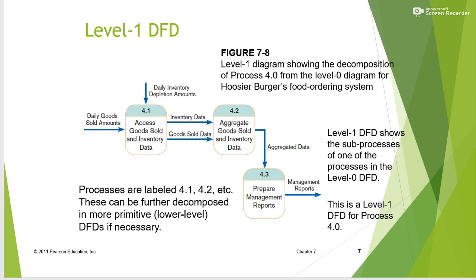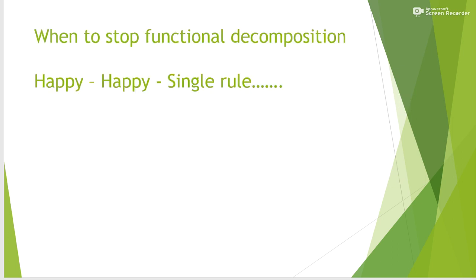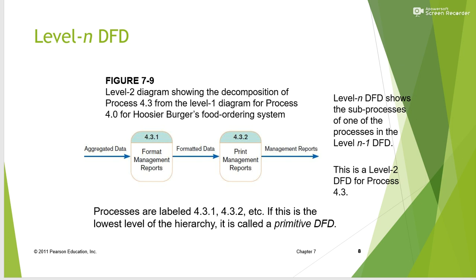Then level 1, make sure that the inputs and outputs from the previous level are maintained. The same goes to any level which goes beyond, in the next level. So level 1, level 2 should be consistent. The number of inputs and outputs should be the same for whichever process you are going to do the functional decomposition.